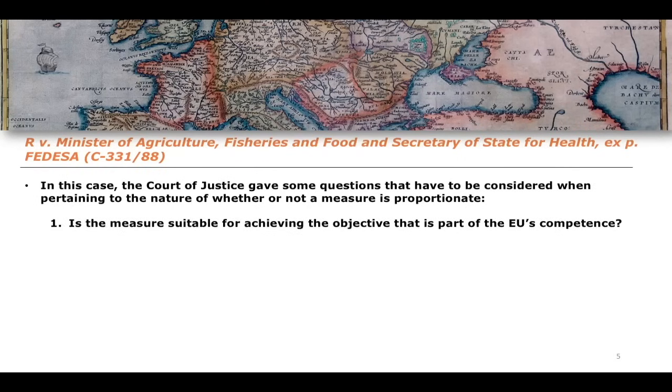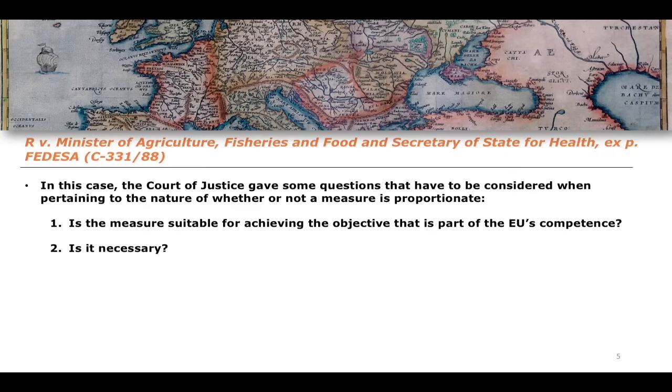They ask the question first, is the measure suitable for achieving the objective that is part of the EU's competence? So the EU has competence as part of the treaties, okay, and the treaties lay down certain objectives for what that particular area of policy ought to be, the EU ought to aim for, essentially. And so the question that we first ask is, is this directive or regulation suitable for that? Is it suitable for achieving it? If it's not suitable for achieving it, then it suggests that it is disproportional, essentially.